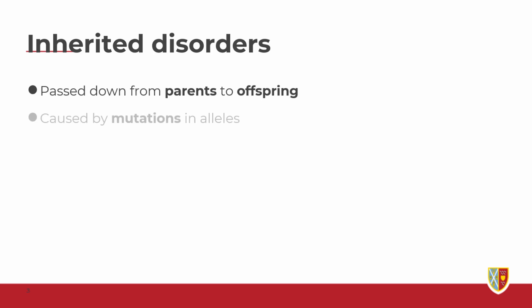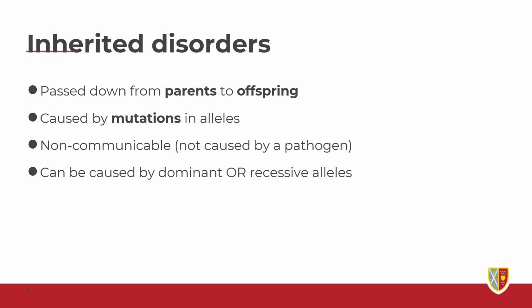So the inherited disorders that we're going to look at, the exam board have chosen two deliberately. They chose one that's caused by a dominant allele and one that's caused by a recessive allele. All inherited disorders are passed down from parents to offspring, and they're usually caused by a mutation in the allele.